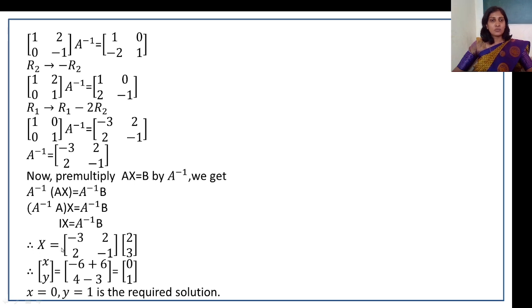Therefore, X is equal to A inverse B. We write the value of A inverse which we found here, that is minus 3, 2, 2, minus 1 and B, we know B, 2, 3. Then multiply these two matrices. After multiplication we get here minus 6 plus 6 and 4 minus 3, which is 0 and 1. So by equality of matrices, x is equal to 0 and y is equal to 1, which is the required solution.